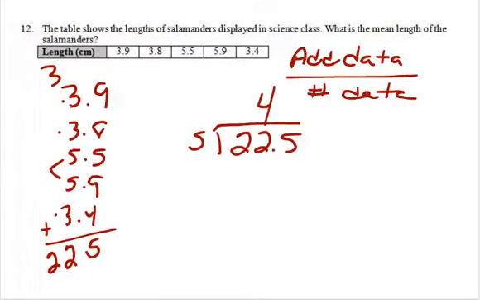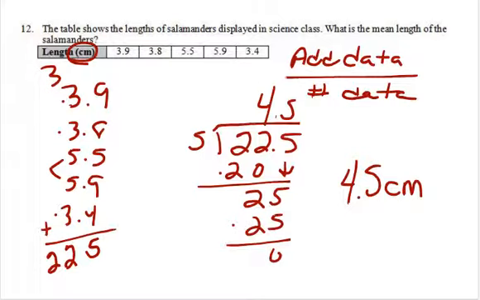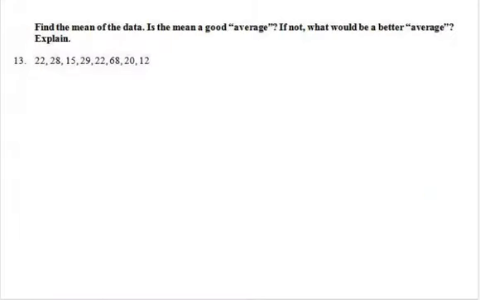Well, there's 5 numbers here. 5 goes into 22 4 times. Bring your decimal point up to the line. 5 goes into 25 5 times. That's 25. So the answer to the question is the average or the mean length of the salamander in centimeters is 4.5 centimeters.